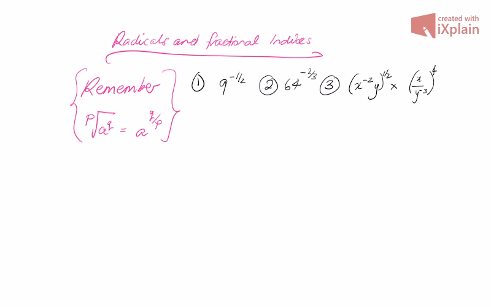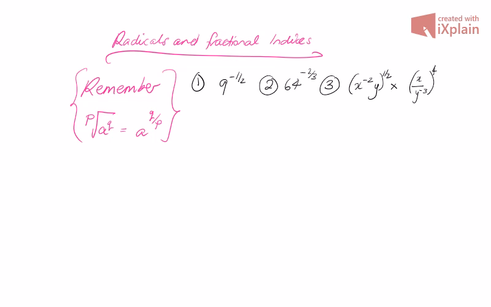Hi everyone, we're just going to have a very quick review of radicals and fractional indices. The big thing to remember is the index law for radicals: the number on the outside, so the root that we have, the 4th root or the 100th root, is on the outside, and the power that the base has on the inside, in this case q. So p is on the outside, q is on the inside.